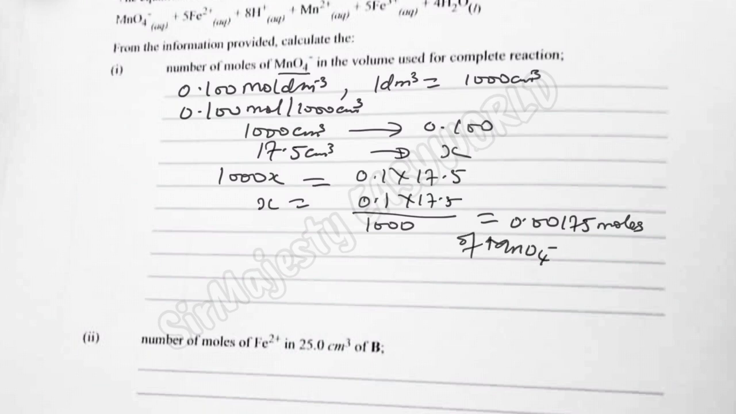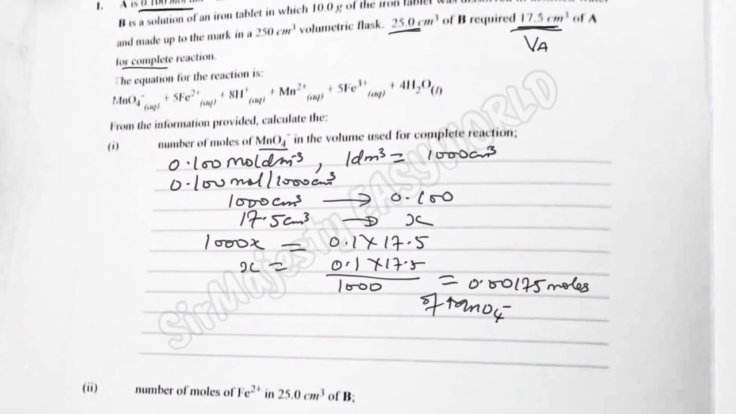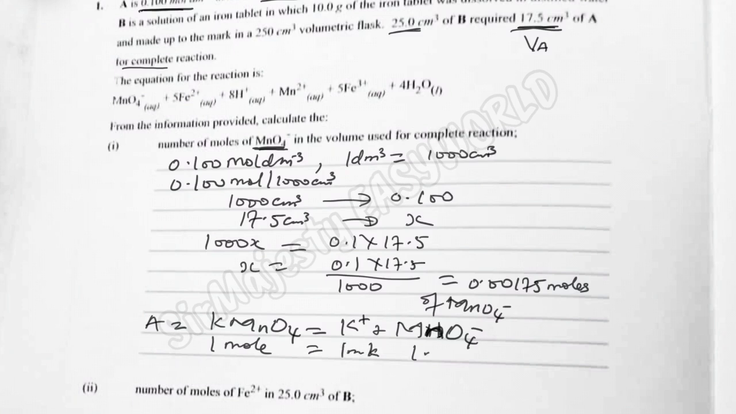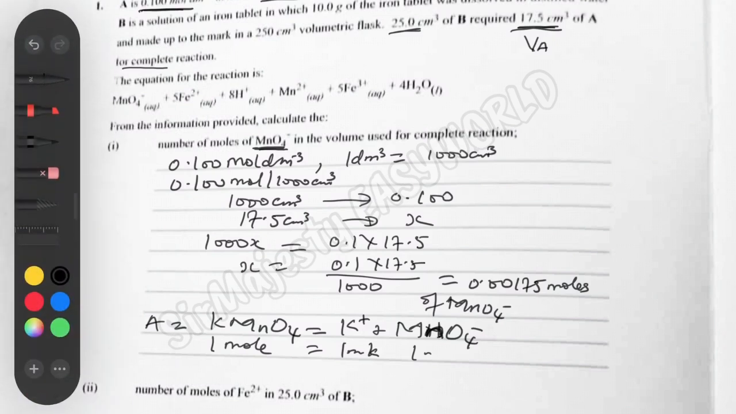MnO4 minus. Now, to clear the air more for you, remember they said that A is KMnO4, but the question here said MnO4 minus. So the only secret there is that A is given as KMnO4. So dissociate this into its constituent ions, K plus and MnO4 minus, and the equation is balanced. That means that 1 mole of this will also give us 1 mole of K and 1 mole of MnO4. So this automatically implies that whatever mole of KMnO4 you get is equivalent to the mole of manganese 7 ion.